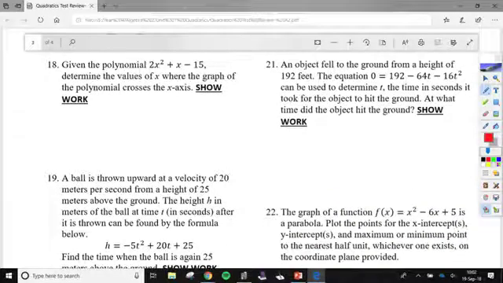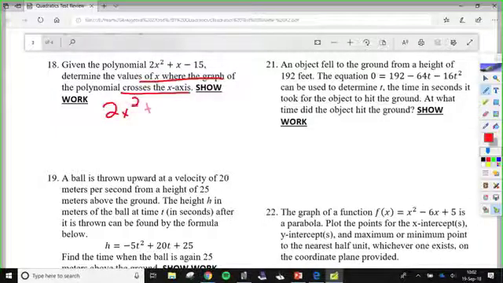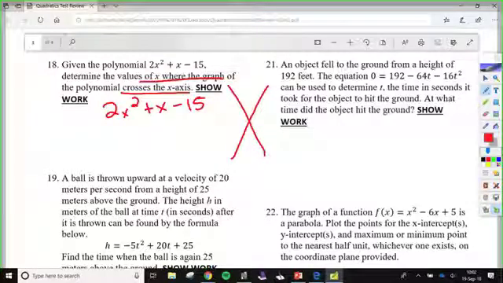Okay, so for number 18, it's another one where you have to factor, because it's saying find the solutions, right? It says values of x where the graph of the polynomial crosses the x-axis. So crossing the x-axis, that means finding our zeros. So we can either use the quadratic formula, or we can try to factor it. I'm going to try and factor it first, because that'll be easier, a little bit faster sometimes. So a times c, 2 times -15 is -30, and b is 1. So what two numbers multiply to -30 and add to 1?